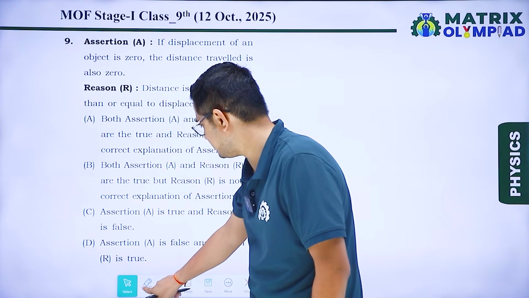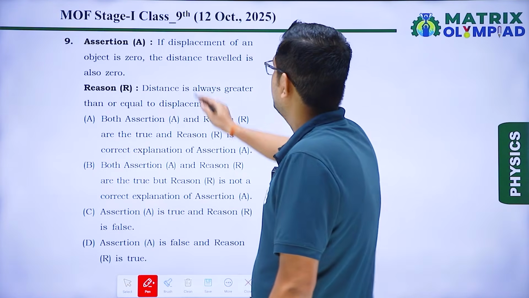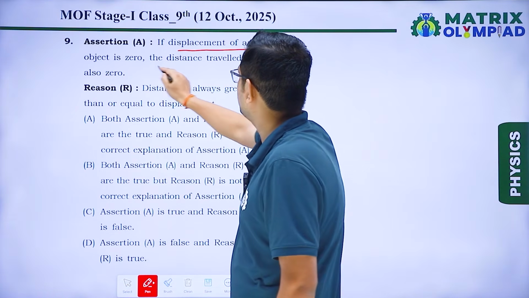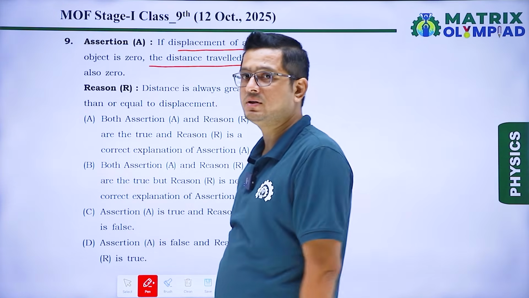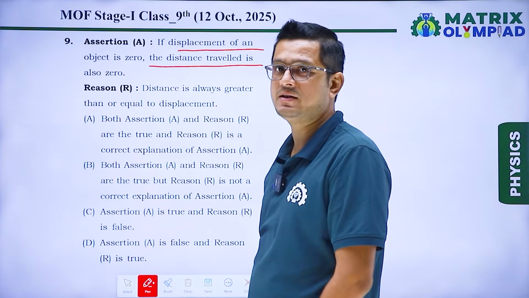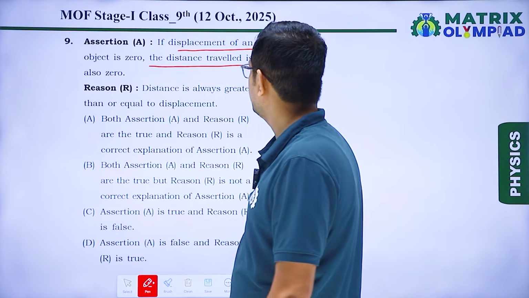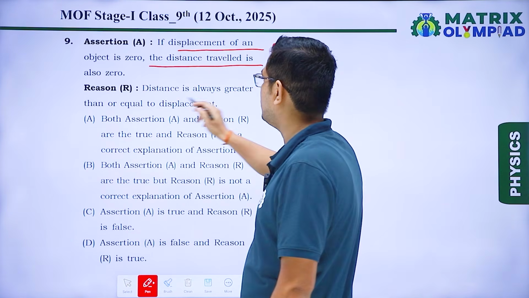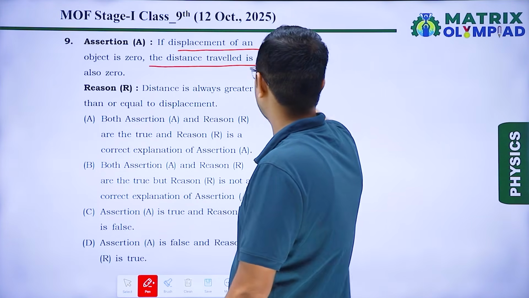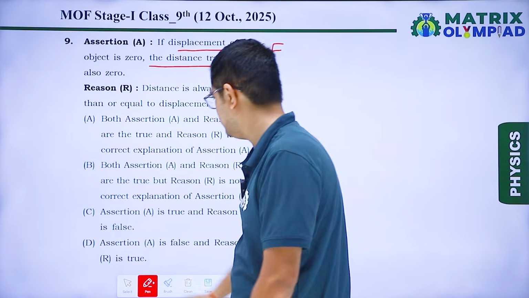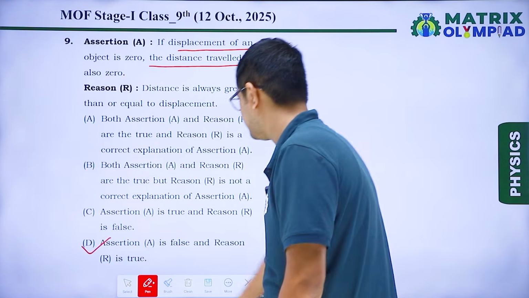Next question is an assertion reason question. If the displacement of an object is 0, the distance traveled is also 0. No, this is not true. In round trip motion, the displacement is 0, but the distance is not 0. So this is false. Distance is always greater than or equal to the displacement. This is true. So we can say the assertion is false, the reason is true. That means option D is our correct answer.